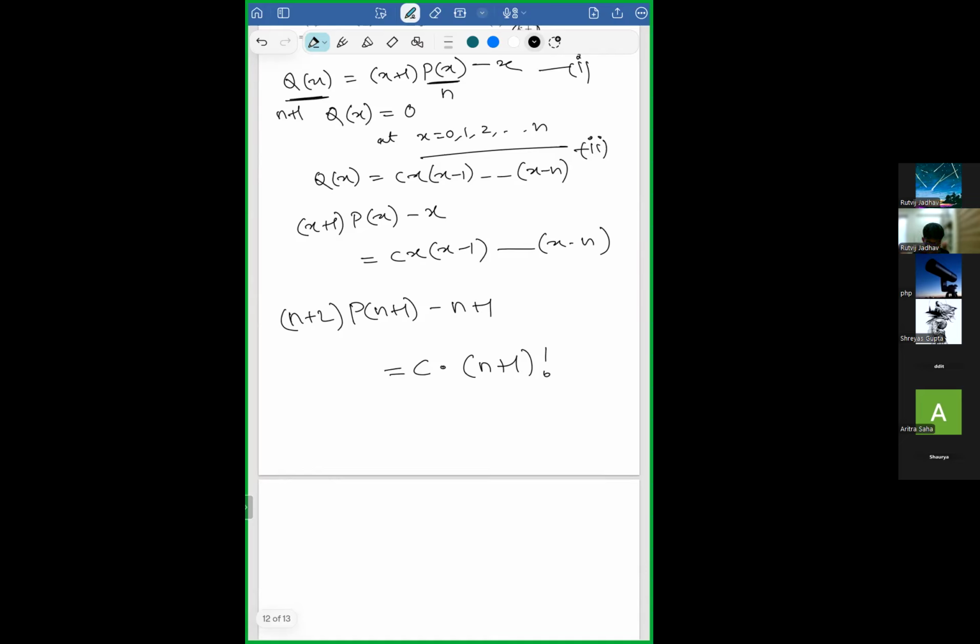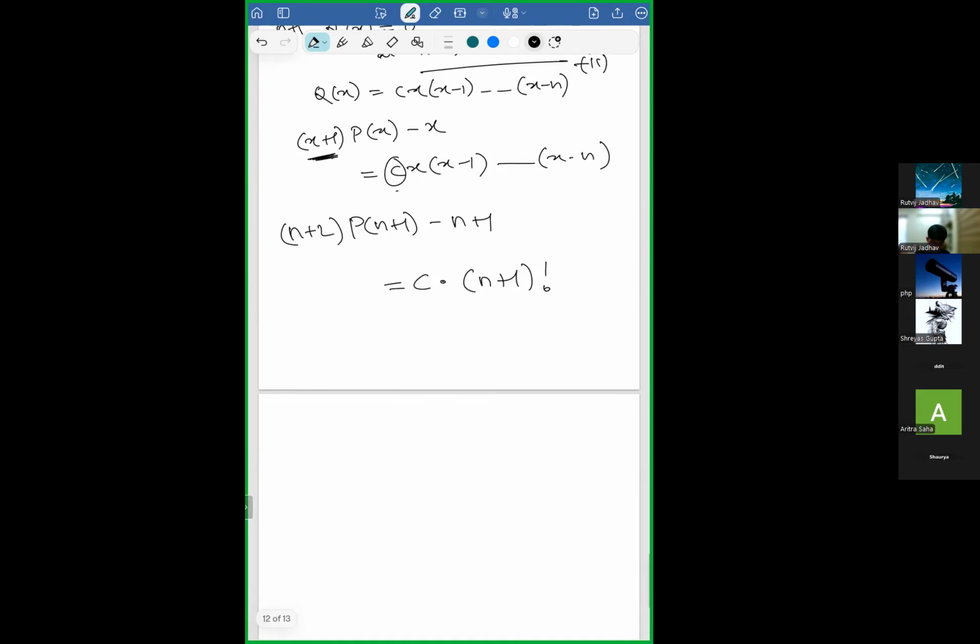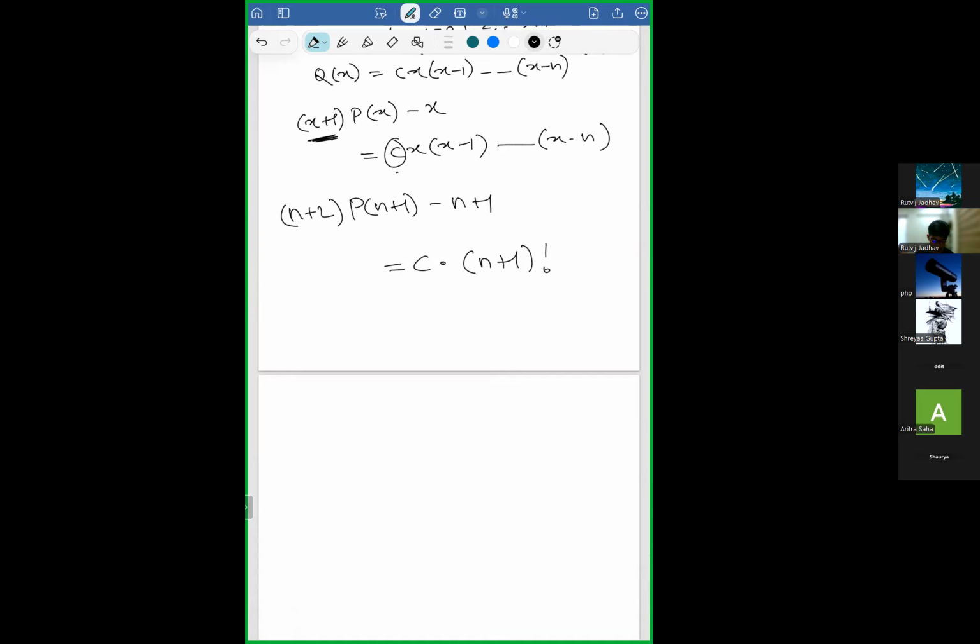Okay, see. Here we have a term of x plus 1, right? So if we substitute x as minus 1, then the term of p would vanish, which is what we want, because we want to find c somehow in terms of n. So we will substitute x as minus 1 in this equation. Let's name this as star.